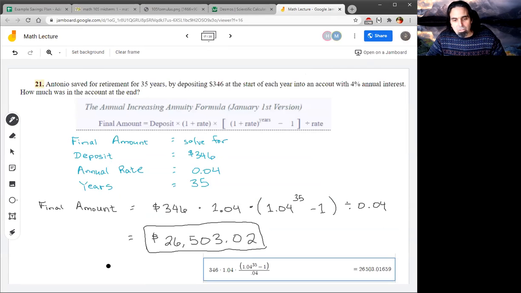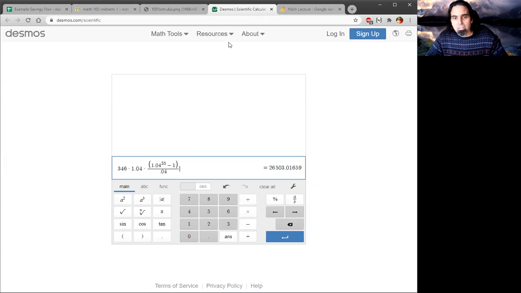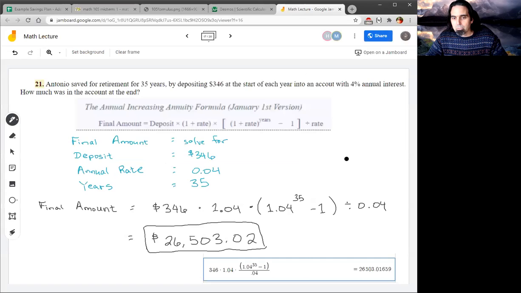Is there anyone who's still here who wants to share their screen and do the calculator to make sure that they can make it work? Because for some reason your handheld calculator is not your friend.